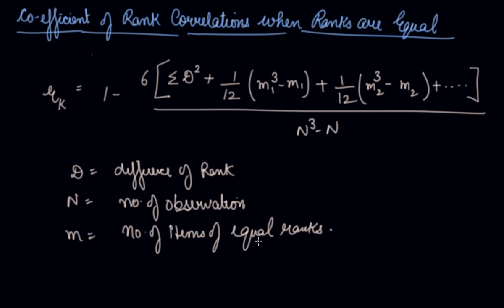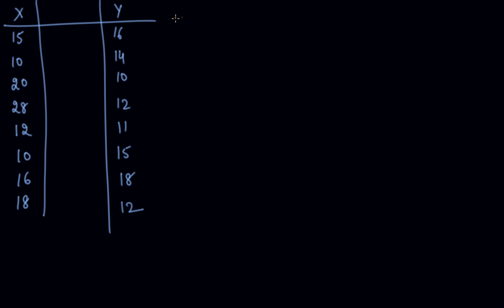Now let us see with the help of an illustration. Now this is the question. We are given two series X and Y, and we are asked to find out the rank correlation. See, ranks are not given here. We have to give the rank. So let's start from the descending order and give the highest value the first rank.